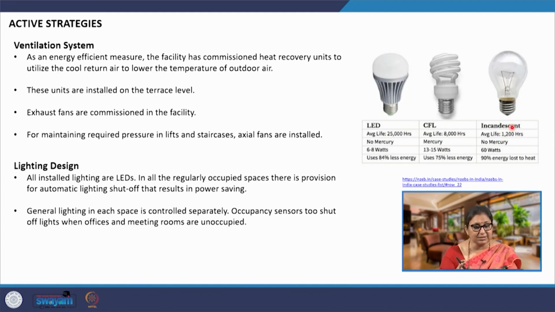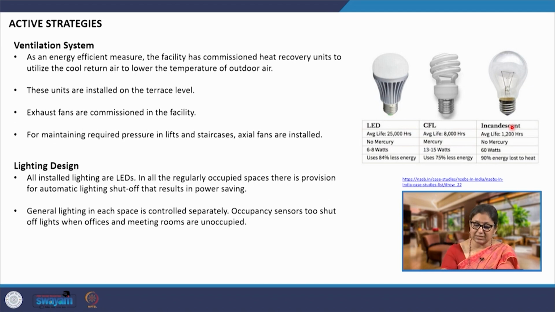Then we come to the ventilation system. Again, the ventilation system has been planned in such a manner. Unlike Chennai, Manesar in Haryana, since it is a composite climate, will also witness winter months, severe winter months. So, they have also commissioned heat recovery units to utilize the cool return air and also to utilize the heated air in the winter months. All the exhaust fans and an efficient heat recovery system have been installed to make this ventilation system more and more energy efficient.